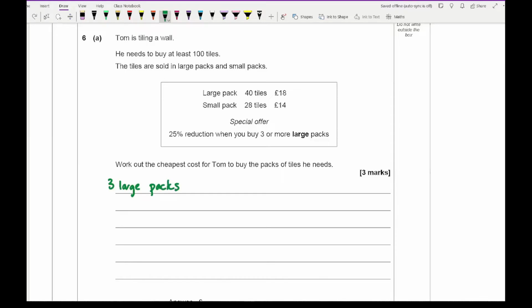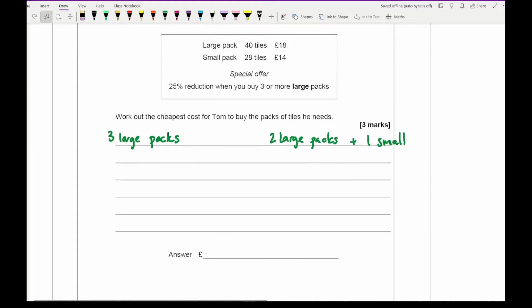or we're going to go for two large packs and 1 small. And then we just need to work out the prices, because obviously another alternative would be to buy 4 small packs, but I know straight away it's not going to be cost effective, because technically you are buying 12 extra tiles for £4. So again, it's an option we could look at, just to see if the price doesn't quite match up.